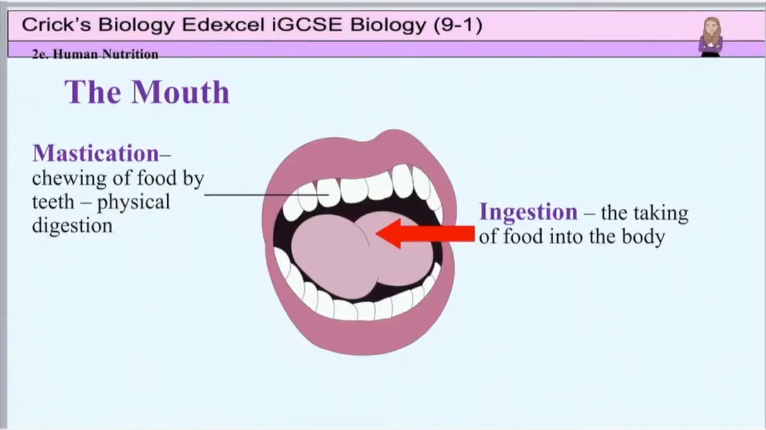The first port of call of the digestive system is the mouth. Food is taken into the body via the mouth, and this is ingestion. Your teeth then chew the food, otherwise known as mastication. This is a form of physical digestion as the food is being physically broken down.